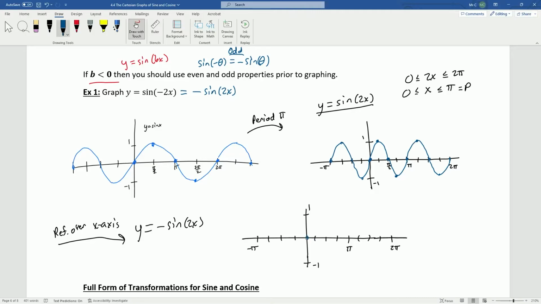And all the zeros are going to stay the same, of course. So I'll just plot those zeros first. I don't necessarily have to plot them all first, but then anywhere I had a peak, that's going to be down at the bottom, right? Any of those maximums. And then the minimums are going to flip upwards. And that's it. That's our graph of y equals negative sine of 2x.